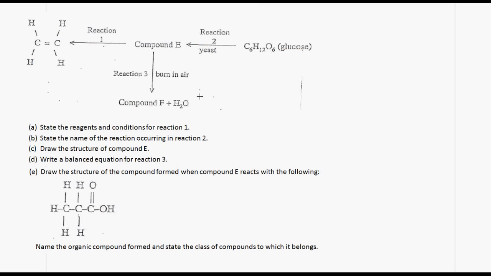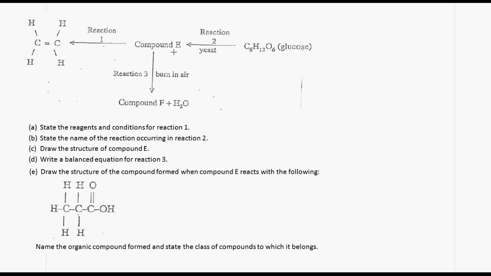Okay, in this next question we have compound E, and we have different reactions taking place. So whenever you're given a question like this, you need to look at the question properly to see all the reactions that are taking place. So we have a compound E here, but if you look at the diagram, you realize if you start off with glucose and yeast, we're going to get a compound E.